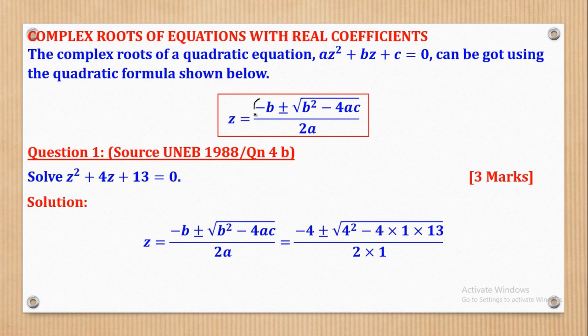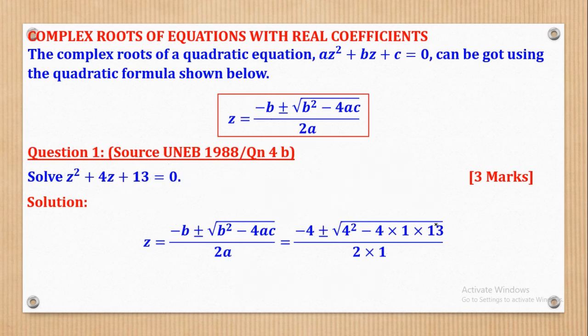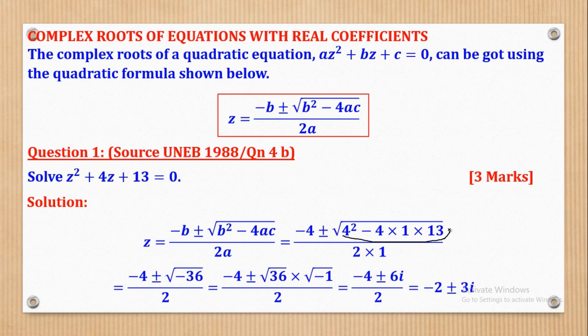The Bulldozer method, or quadratic formula, is this, and a is now 1. That's why you put 1 here and also 1 there. Then b is 4, that's why you put here -4, and also here we put 4 squared. Then c is 13, that's why you put here 13. Then from there we shall simplify. This in bracket is -36, and previously when we reached here we would just say that z is undefined, but now we don't stop there.